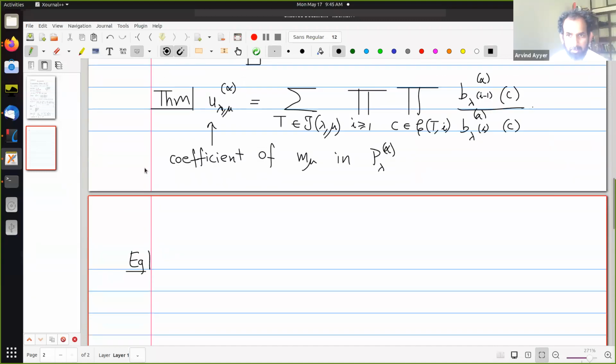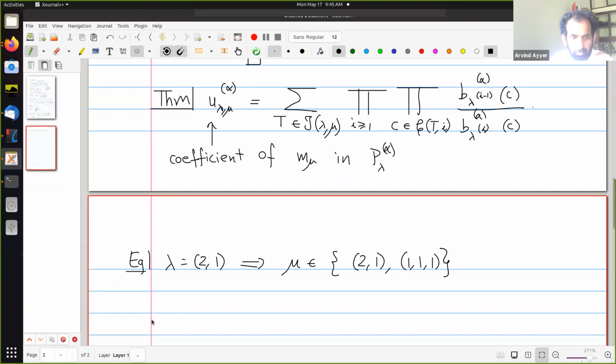Yeah, sorry. Okay, so let's take again lambda equal to (2,1). So there are only 2 partitions which are smaller than this in dominance order. It's not saying much, there are only 3 partitions of size 3. But these are the 2.